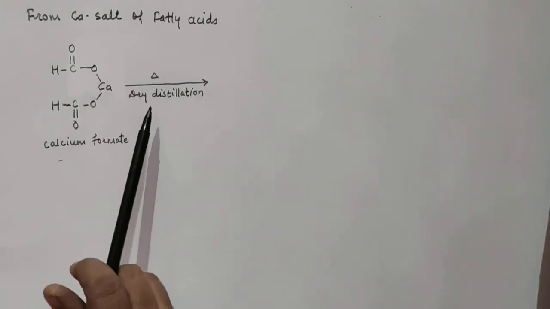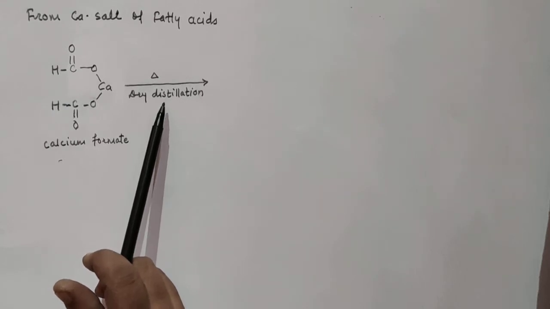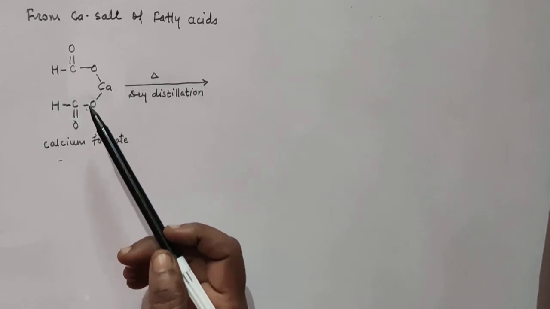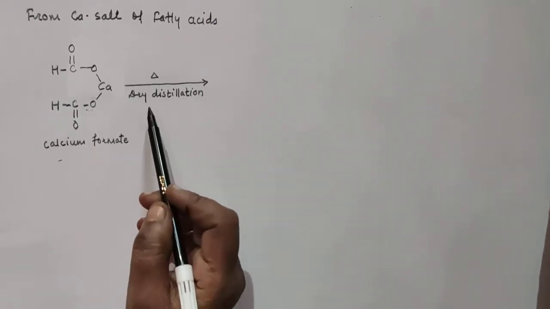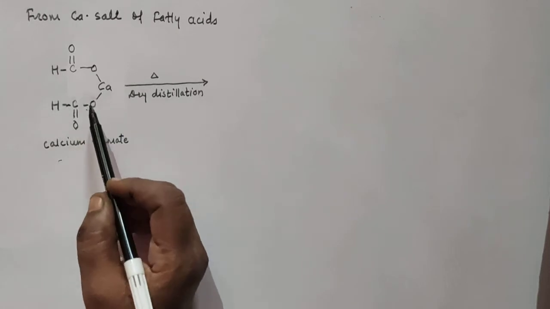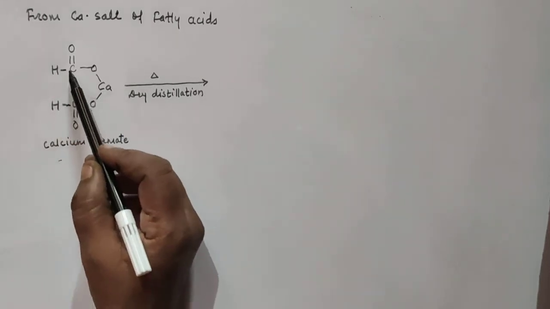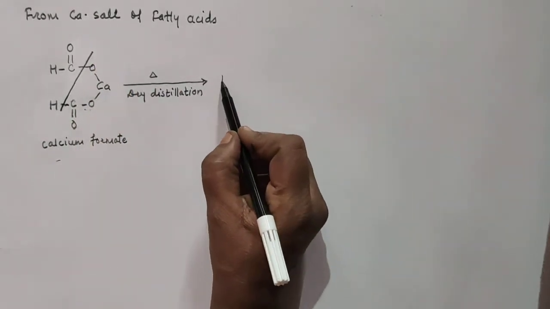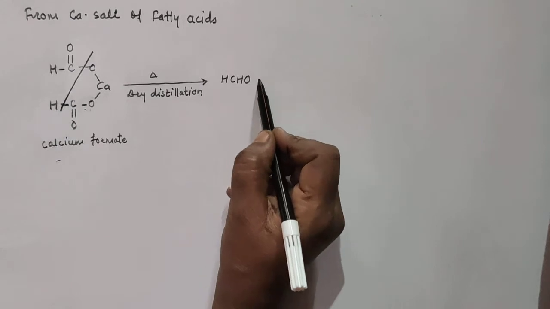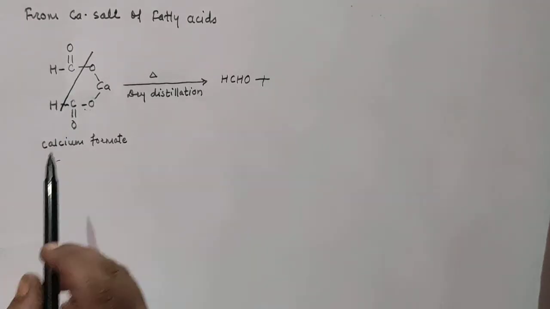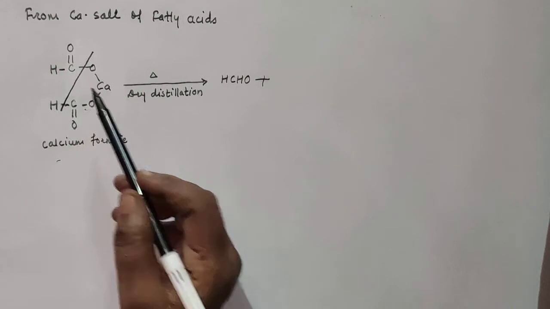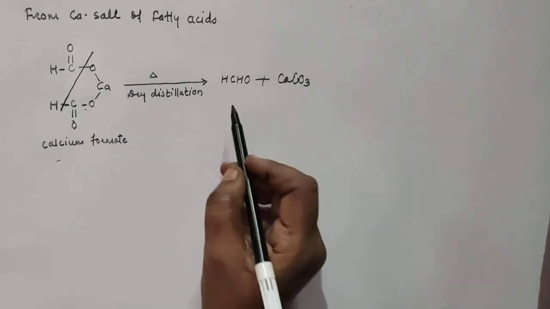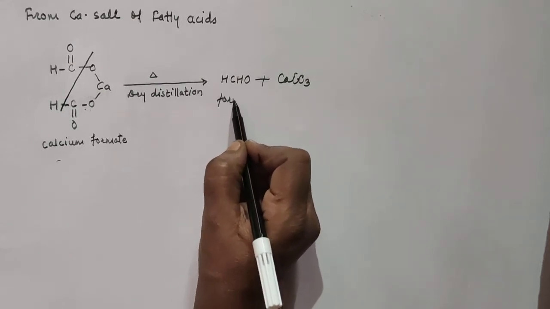In this case, what happened? What is a dry distillation? Dry distillation is nothing but the decomposition of a compound by heating in absence of air. So on dry distillation, on decomposition, this compound gives you HCHO. Here there is a decomposition and you will get HCHO plus what will be the side product here? The Ca and the CO3 come together to form CaCO3, calcium carbonate. This is your formaldehyde.